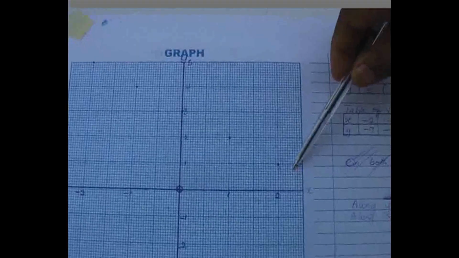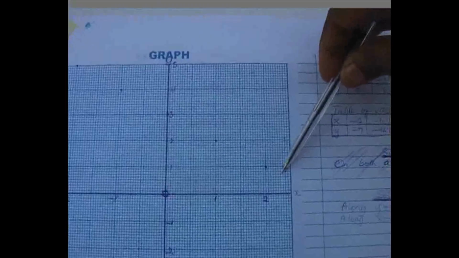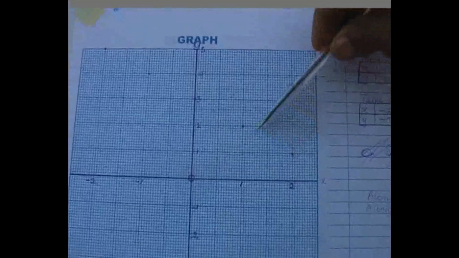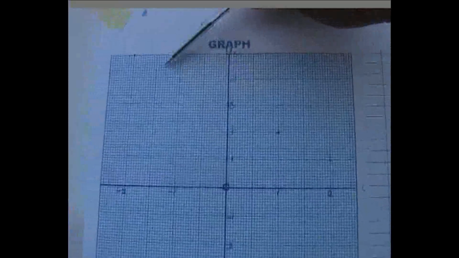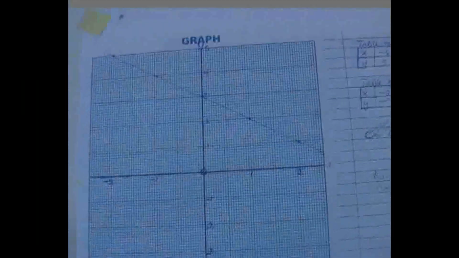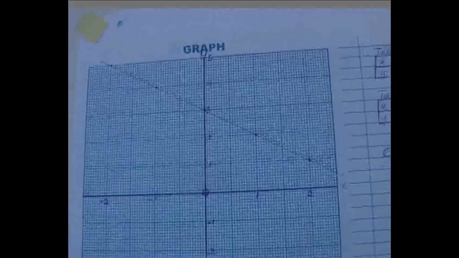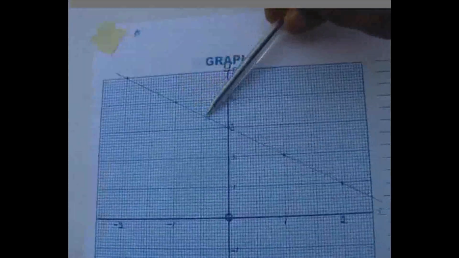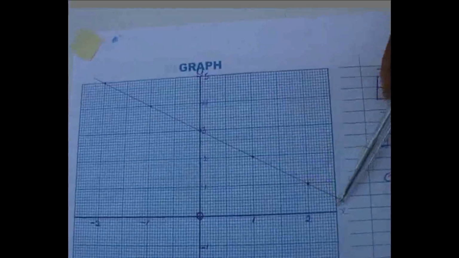I am going to drop the camera now, and by the time I open it again, you are going to see the line joining these 5 points, and that is the first line we got from our equation, x plus y is equal to 3. Now you can see that I have joined the points with a perfect straight line.